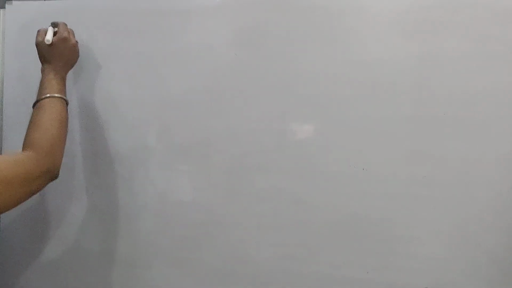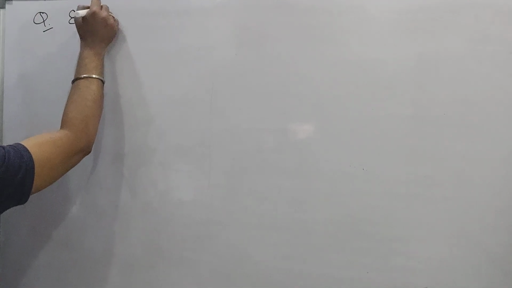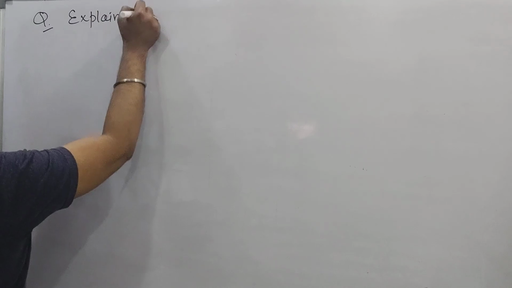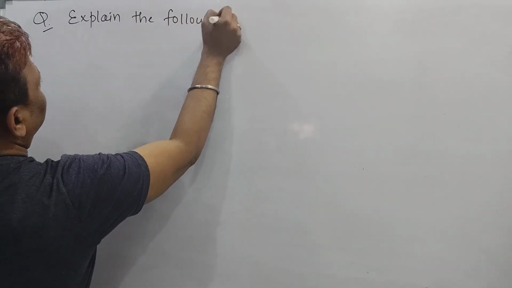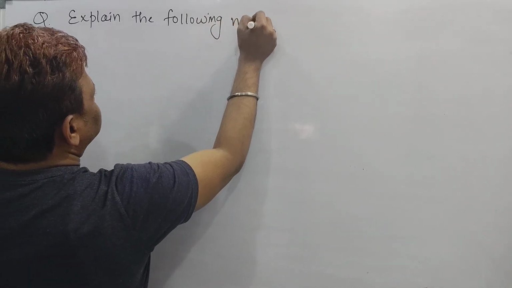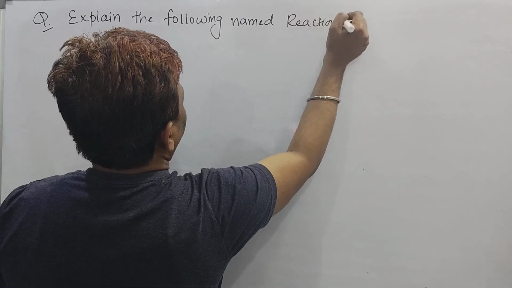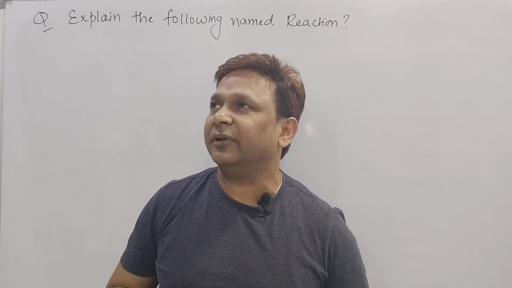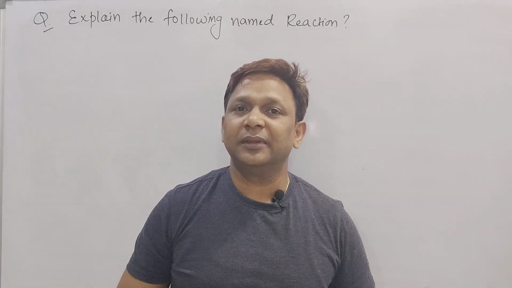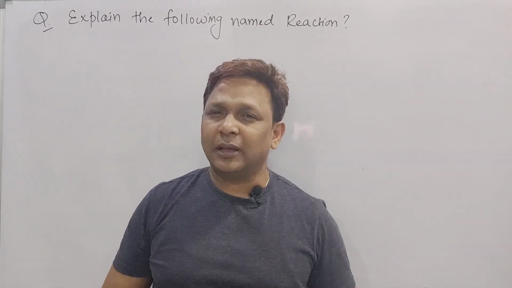The question is: explain the following named reactions. In my first video we completed Reimer-Tiemann and Kolbe's, and in the previous video we completed decarboxylation and others.